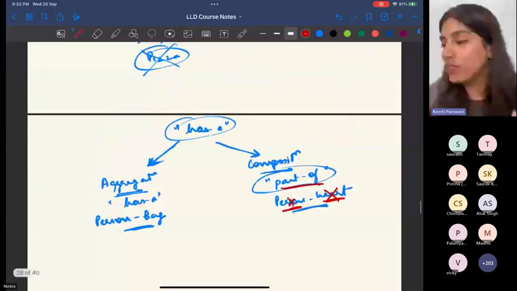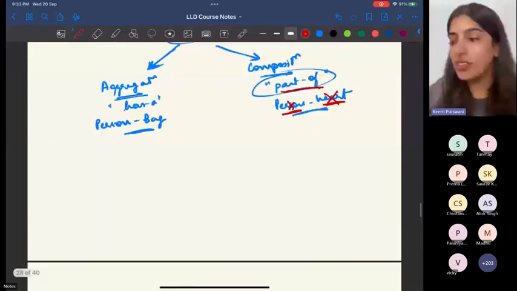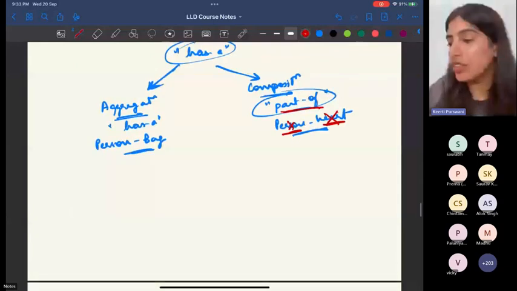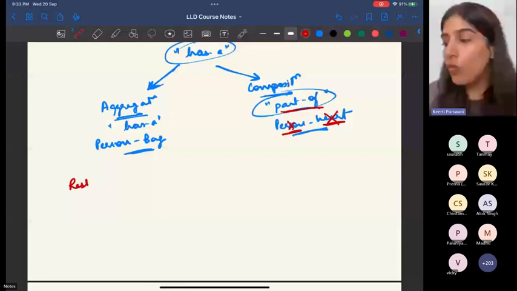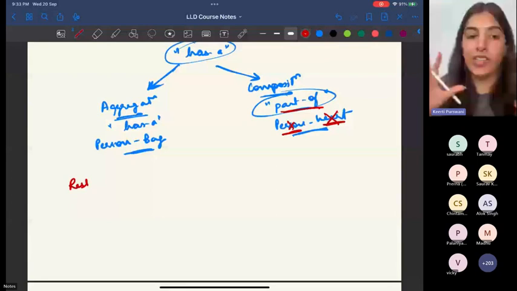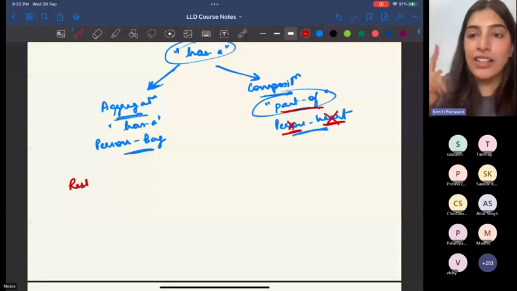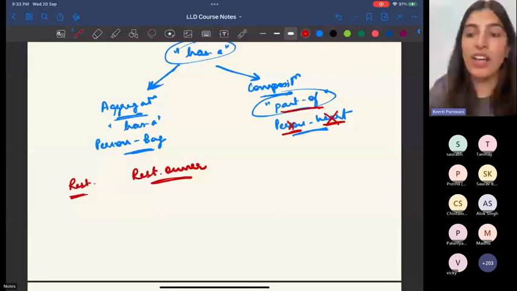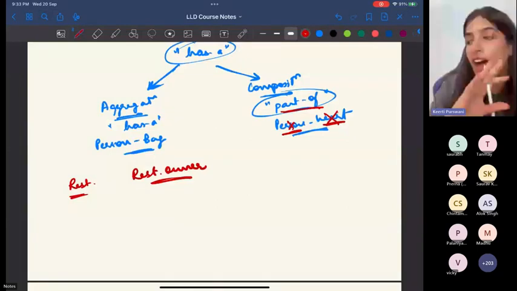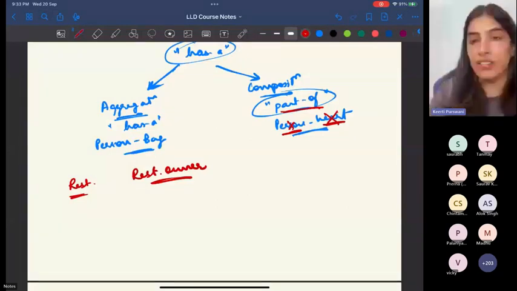Now my another question. So we were talking about Swiggy Zomato, right? Now let me make you think in one more way. There is a restaurant and there is a restaurant owner. Correct? What should be the relationship between restaurant and restaurant owner? Does a restaurant have a restaurant owner, or does a restaurant owner have a restaurant? And is it aggregation or composition? Now I'm making you think. Tell me what according to you.